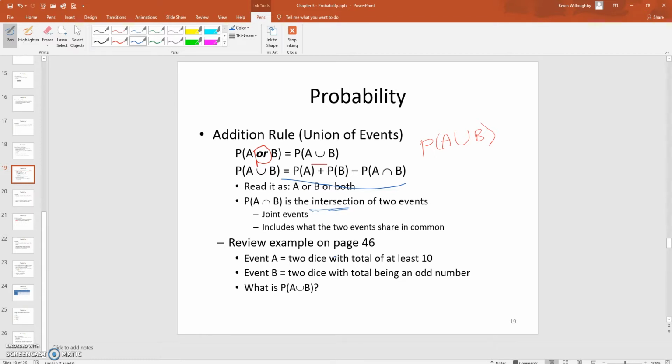It talks about two events. Event A is two dice that when you roll them total at least 10, so 10, 11, or 12. And event B is defined as two dice that you roll that total an odd number. And we want to calculate the probability of A occurring or B occurring, or in the rare event, both of them could occur.